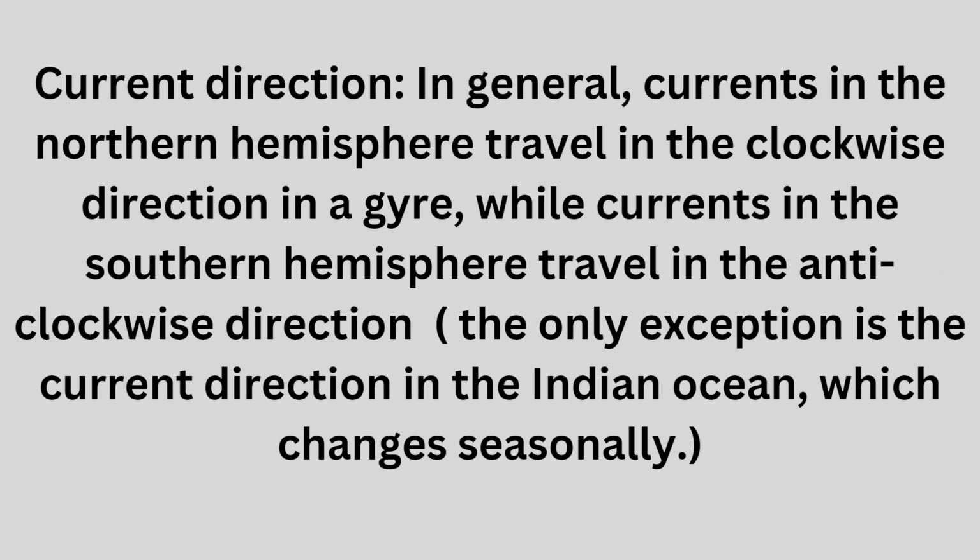Current direction: in general, currents in the northern hemisphere travel in a clockwise direction in a gyre. As I said, gyres move in a circular direction, clockwise in the northern hemisphere, and in the southern hemisphere they travel in an anti-clockwise direction. There is an exception in the Indian Ocean, where the current direction changes seasonally due to the monsoon.